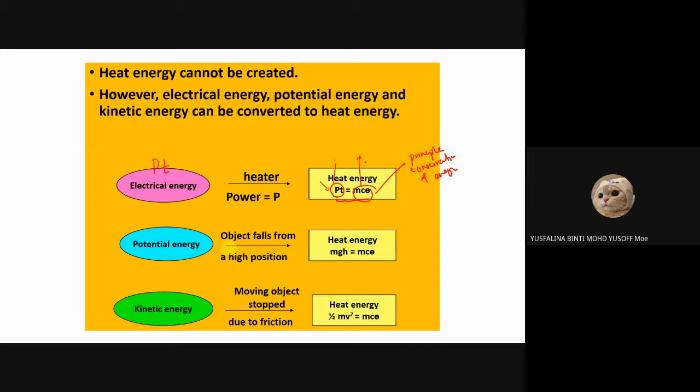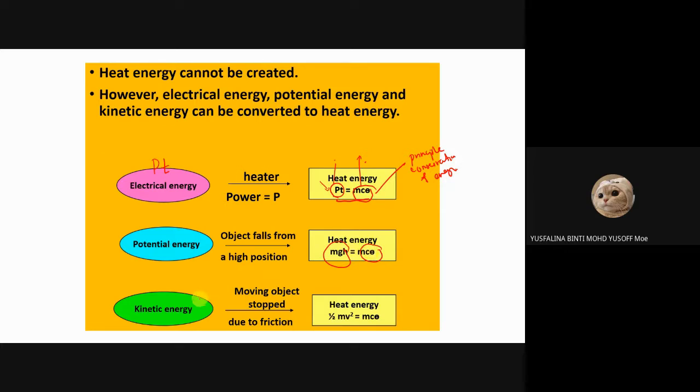Say you just throw an object from the fourth floor. Then it has a potential energy. After that you change to heat energy. Your potential energy here, the formula is mgh, which is equal to the heat energy mc theta. So that's the formula. So again we use the principle of conservation of energy.